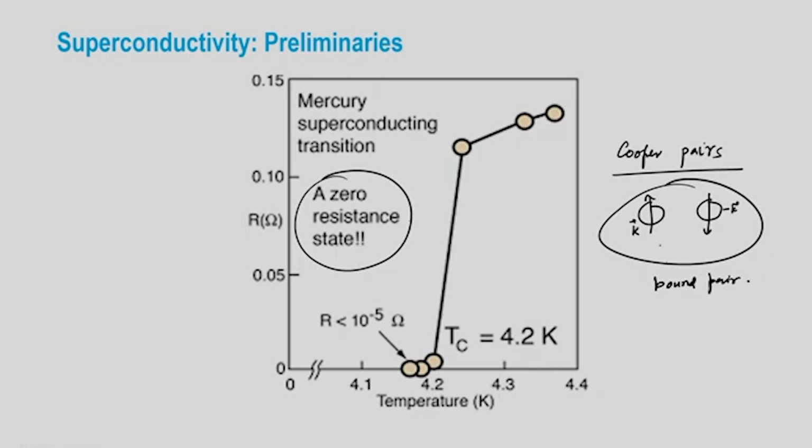Okay. So, the electrons below this temperature go into a condensate, or they become a bound state, and when they become a bound state, they do not interact with each other. That is, they do not collide with each other, giving rise to a state of zero resistivity.